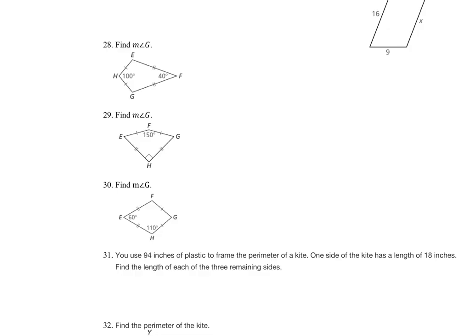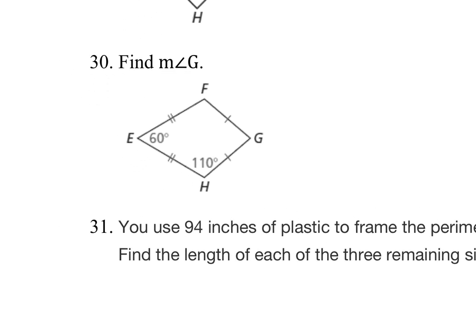What kind of figure do we have on number 28? It's a kite. Okay, so 28, 29, 30 are all kites. So we can use what we know about a kite to answer those questions. Okay, let's look at number 30. I just want you to understand something here about angles. We're looking at the angles here. I want to find the measure of angle G. What would I know about the measure of angle F based on what we talked about yesterday?